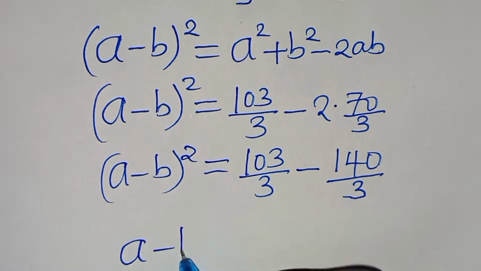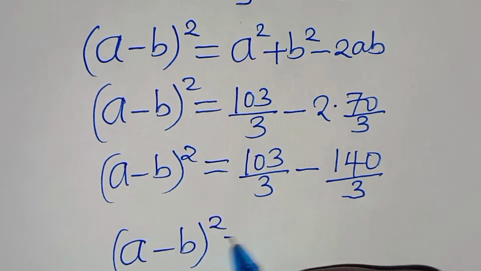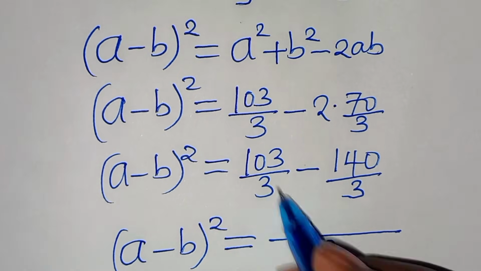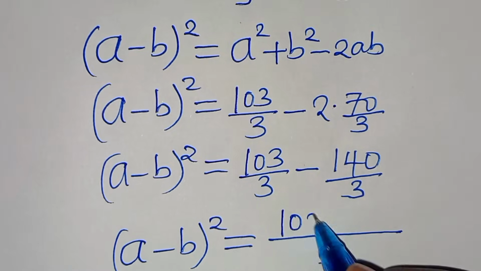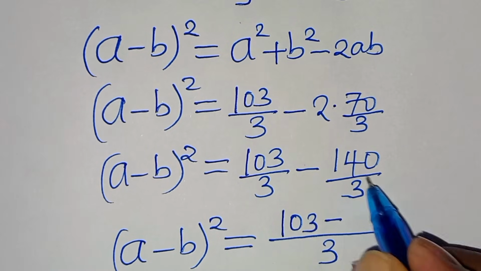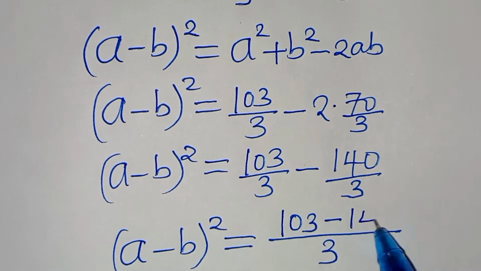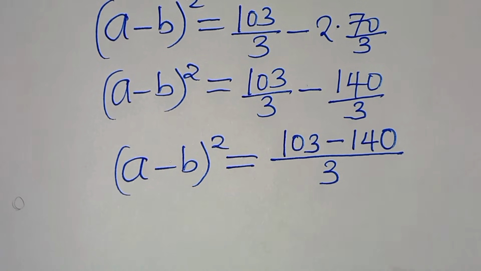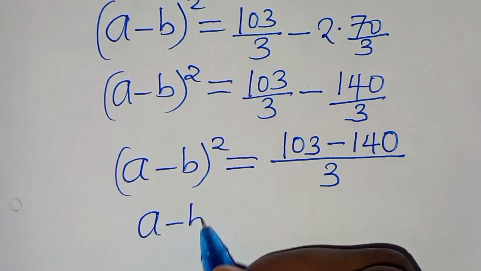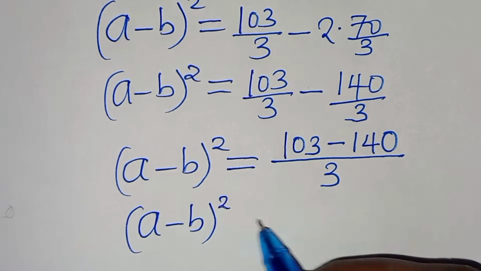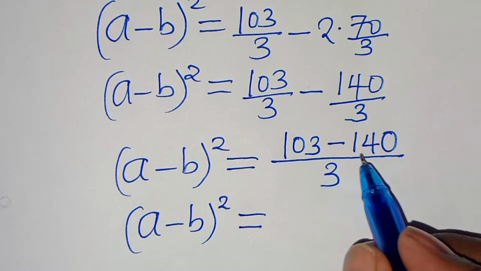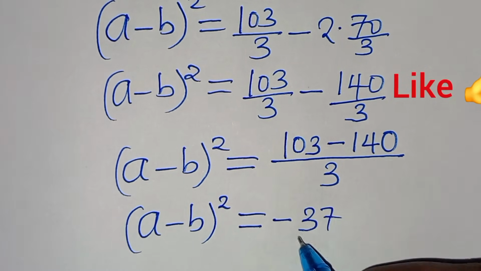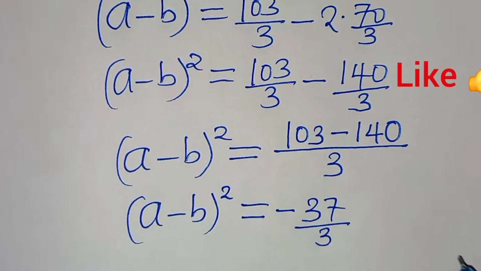So a minus b to the power of 2 is equal to, the LCM here is 3. 3 divided by 3 is 1 times 103, this is 103. Subtract 3 divided by 3, this is 1 times 140, subtract 140. So we have a minus b raised to the power of 2 equal to 103 minus 140, which is minus 37 over 3.